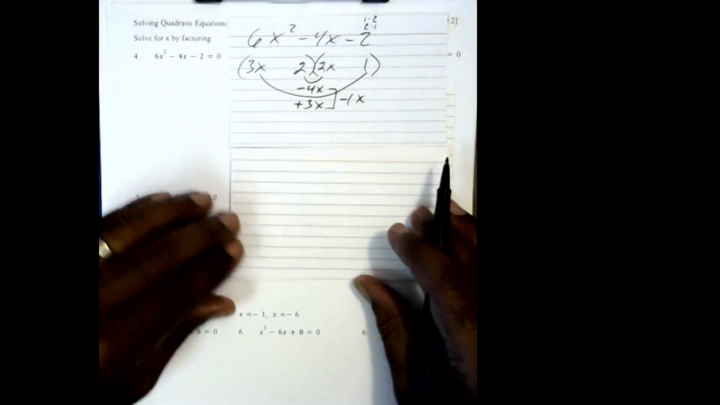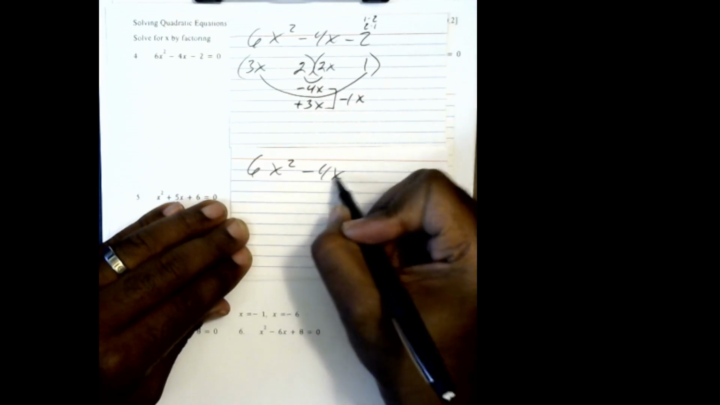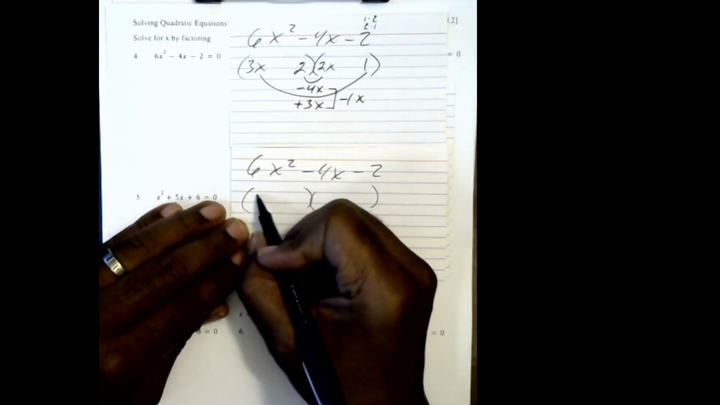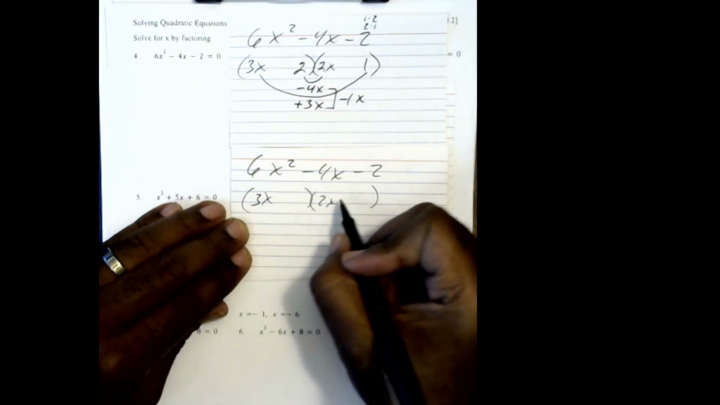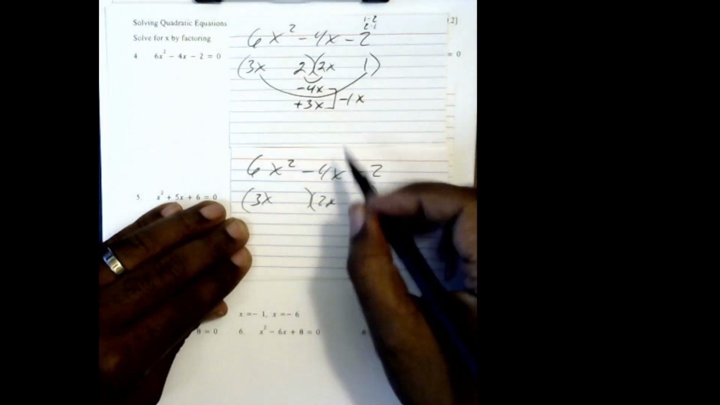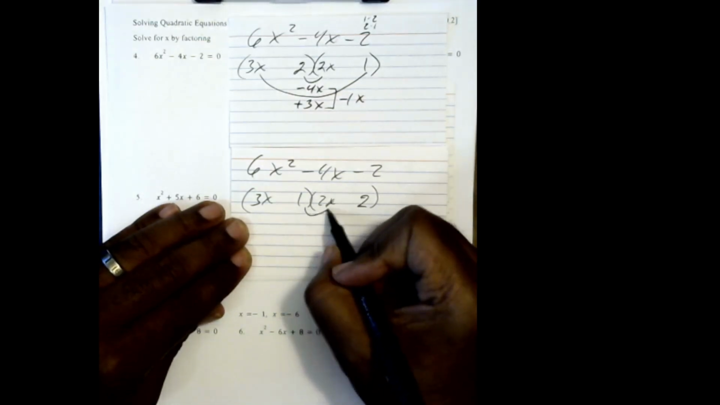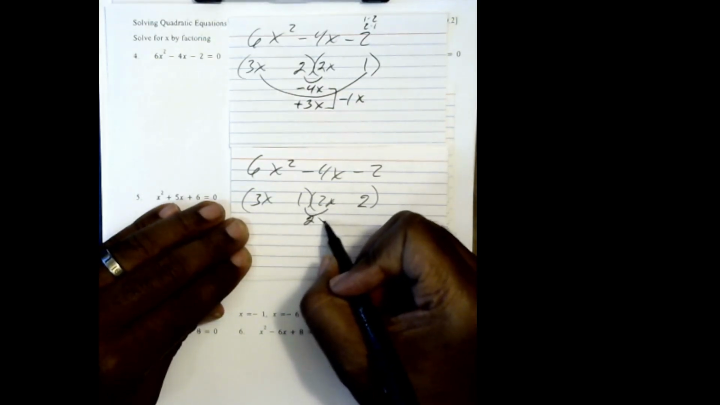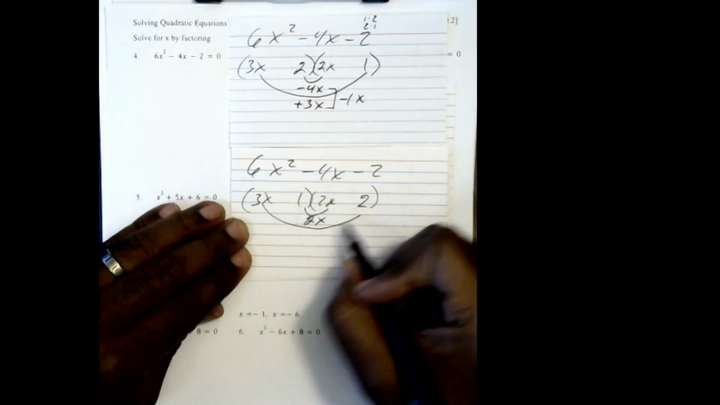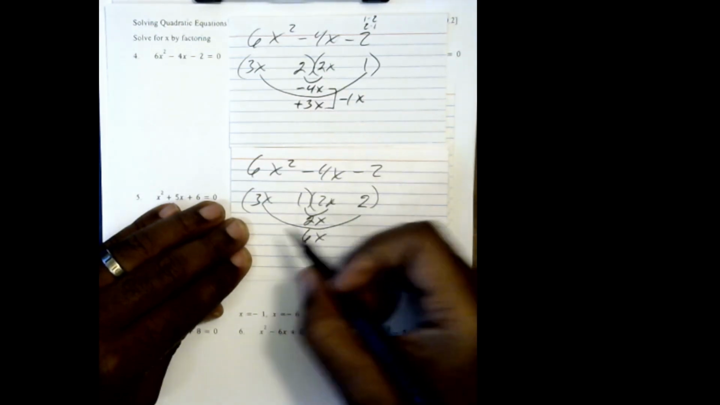So let's try another combination on the 6x squared minus 4x minus 2. Let's try factoring this into, again, 3x times 2x. But instead of the 2 times 1, let's try 1 times 2. And so we'll get in the middle 2x, because 1 times 2x is 2x, and 3x times 2 gives us 6x. And again, we need different signs.